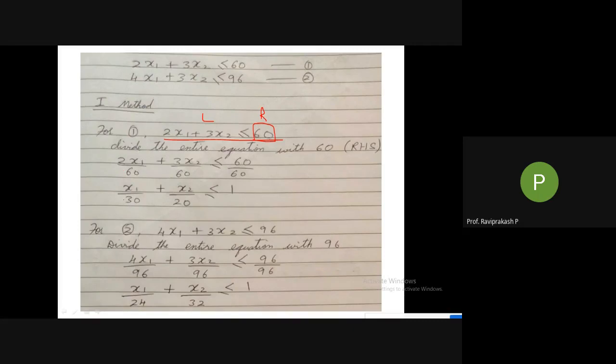So I am doing 2x1 divided by 60 plus 3x2 divided by 60 less than or equal to 60 by 60. So what happens? 2 30s are 60, so 1 into x1 is x1 only. I am writing x1 divided by 30. For the second one, 3 20s are 60, so it is x2 into 1 is x2. So I am writing x2 divided by 20. 60 divided by 60 gets cancelled and becomes 1.